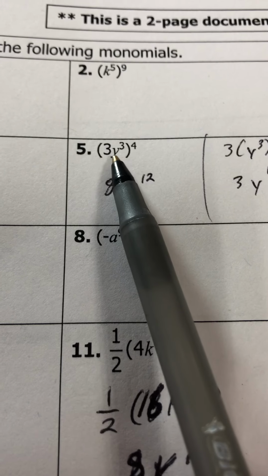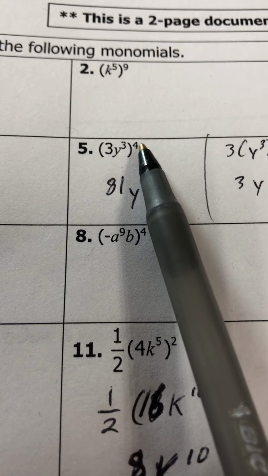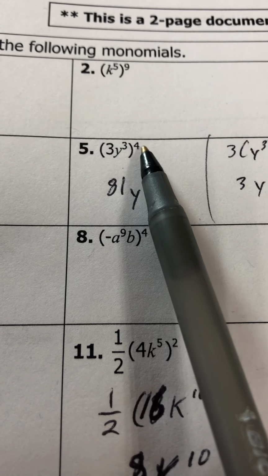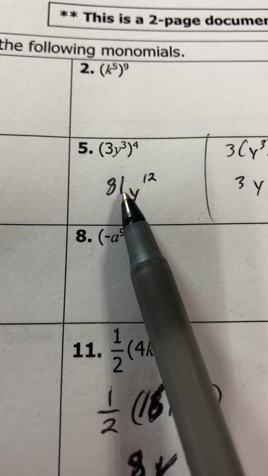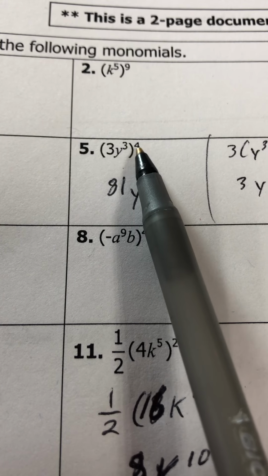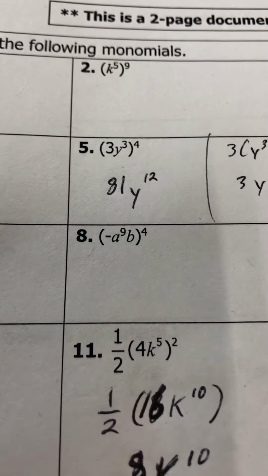For number 5, don't mind that for a second. I just want to show you something. The 4 is going to go to the 3 because it's in parentheses. So 3 to the 4th power is 81. And then we have y to the 3rd power, and 4 times 3 is 12.